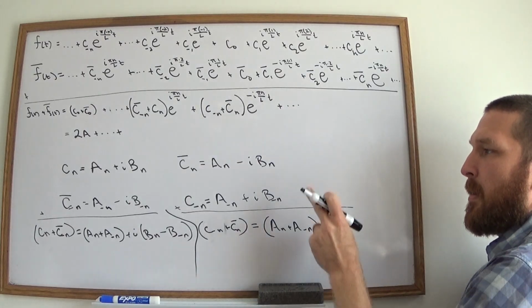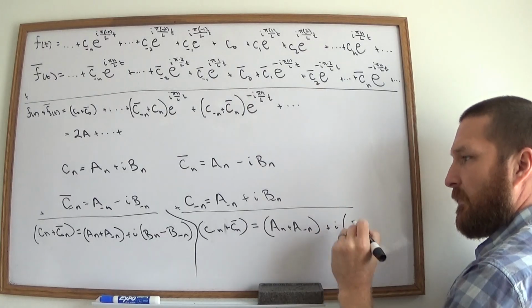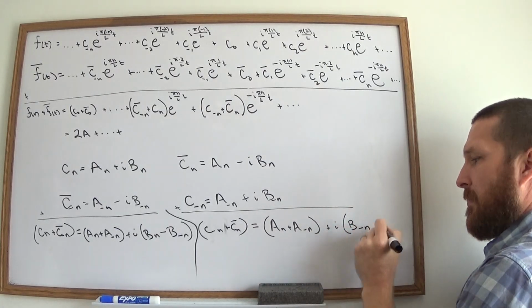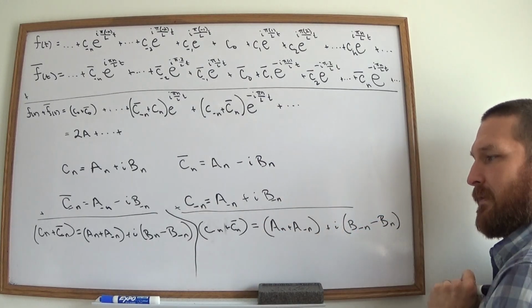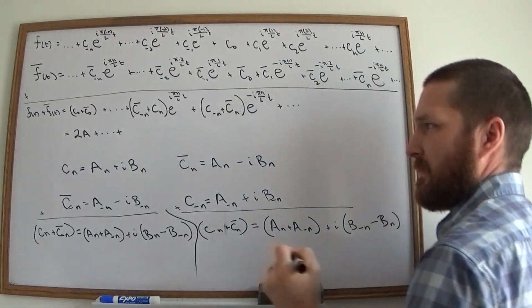And then b n, how about plus i, and we'll do the b negative n first, minus b positive n. Like that. Yeah? Okay. So let's go ahead and replace these.